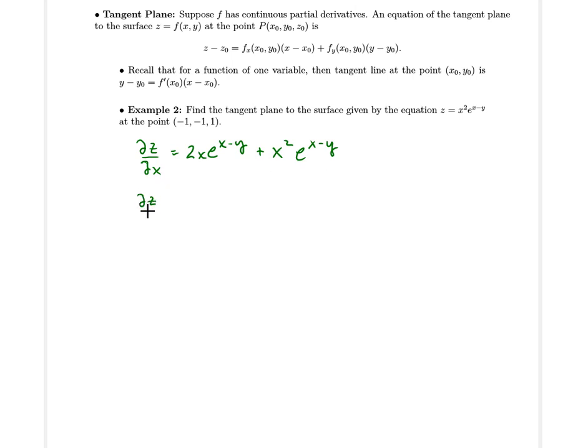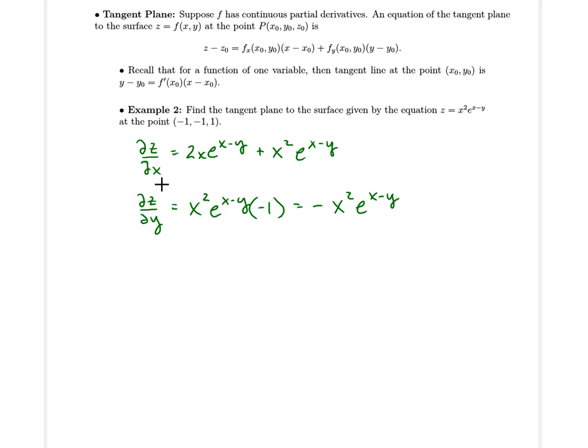And the partial of z with respect to y. Now this I do not have to think of as a product rule because y only appears right here. So x squared is just like a constant. e to the x minus y. And then the only thing I have to remember is because y is the variable and there's a negative in front, when I do the chain rule on what's up here in the exponent, I'm going to get a negative 1 for the derivative of that. So we get negative x squared e to the x minus y.